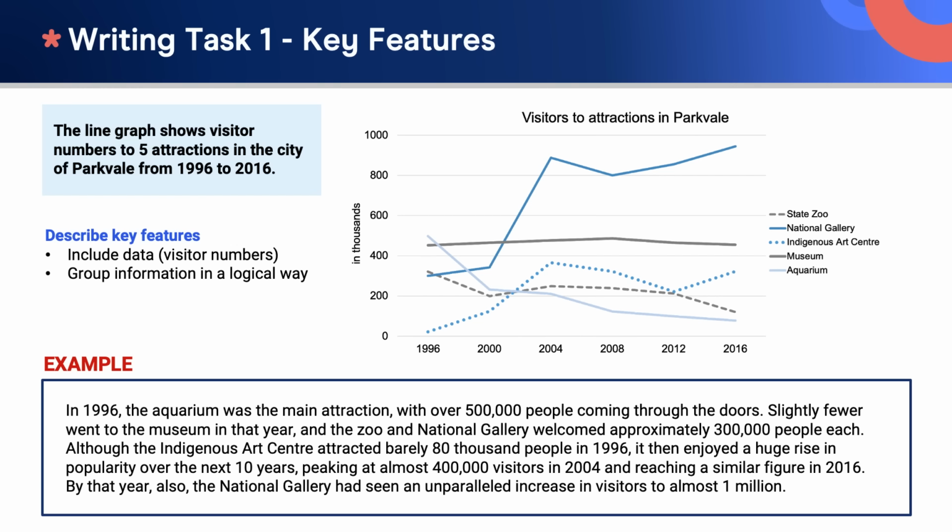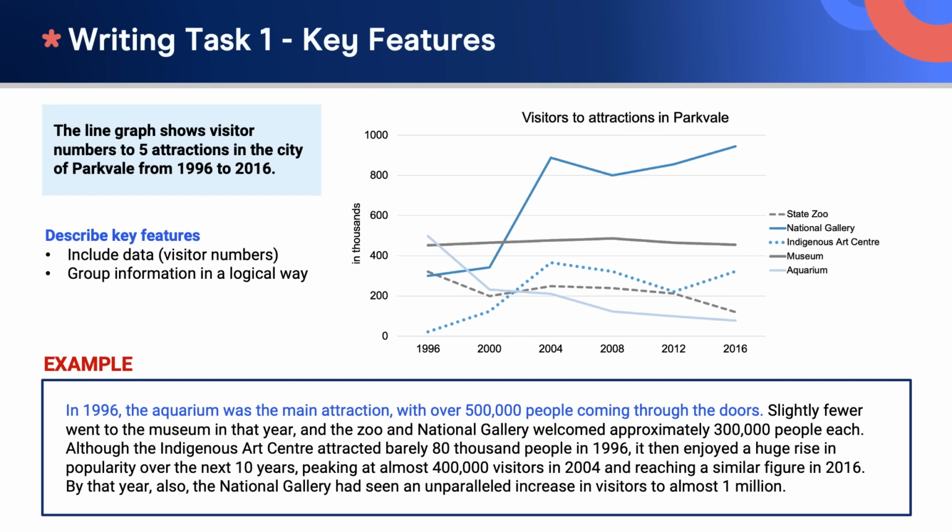Okay, time to have a look at the sample. Keep in mind that this is good, but it's not the only way to write about the key features. You may have done things differently. That's fine. As long as you've met all the criteria, that's what matters. Here it is. The sample has begun by describing the situation at the start of the period. In 1996, the aquarium was the main attraction, with over 500,000 people coming through the doors.